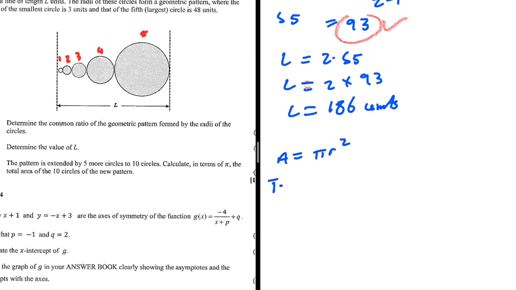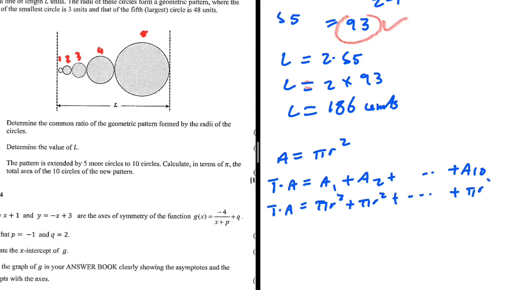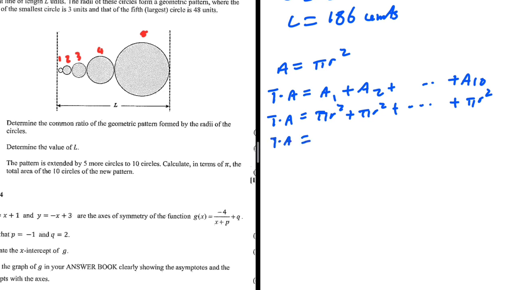So let's say that the total area will be equal to the area of the first circle plus the area of the second circle up until the area of the last circle. I think we can all agree on that. That is easy to see. Well, area is pi r squared. So area of the first circle plus area of the second circle up until the area of the 10th circle. Right. But we know that area is pi r squared. So the total area will be pi r squared plus pi r squared plus up until the last circle, pi r squared once more. So the total area, we can take pi as a common factor because pi is going to be the same. And then we have r squared, the first circle, plus r squared, the second circle, up until the last circle, which is another r squared.